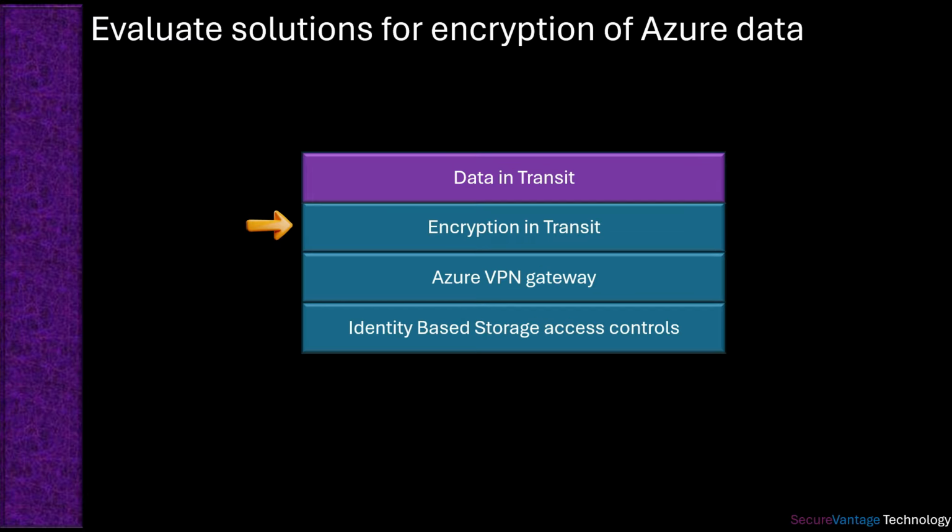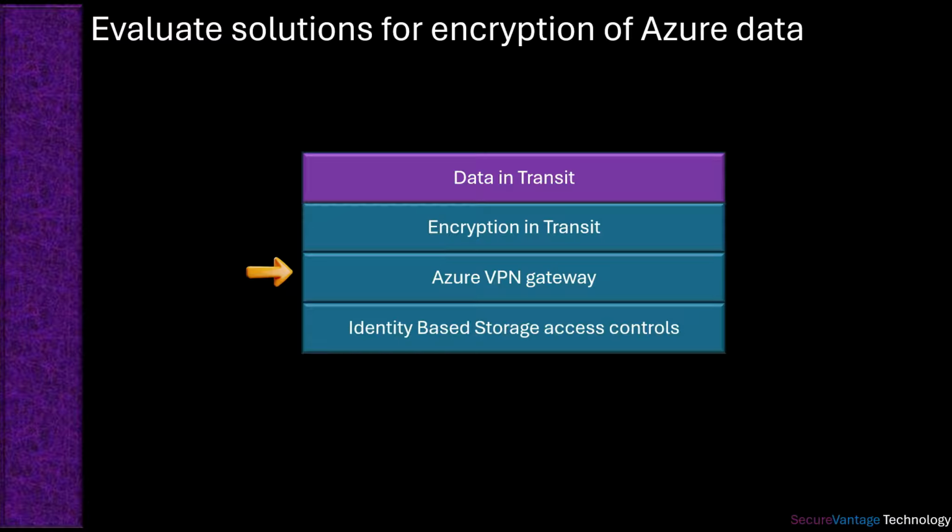Data in transit is vulnerable to interception and tampering, making encryption critical. Azure recommends using TLS protocols for encrypting data during transmission. Whether data is moving between on-premises infrastructure and Azure or between different services within Azure, encryption ensures that the data cannot be read or altered by unauthorized parties.